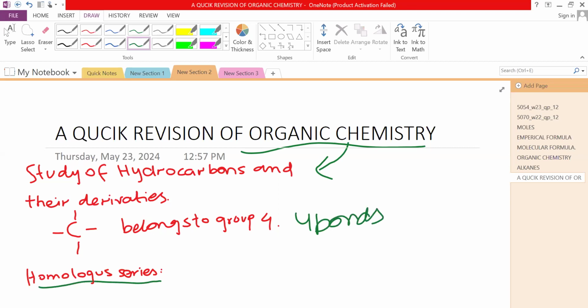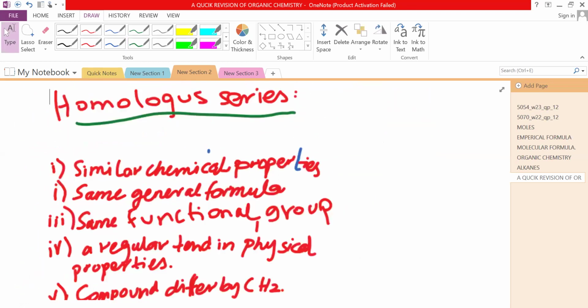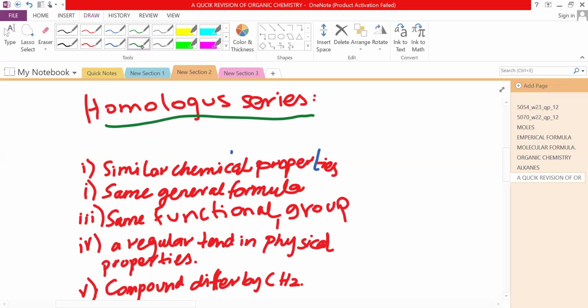You need to know what is homologous series. Homologous series have 5 properties. You need to remember this because the definition of homologous series usually comes in the exam, and sometimes MCQ questions related to homologous series also come. So there are 5 properties of homologous series that you need to remember.